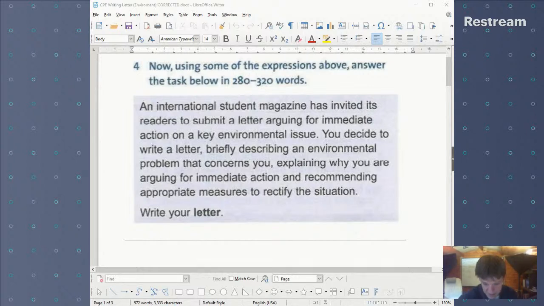So let's look at the task. The task is: an international student magazine has invited its readers to submit a letter arguing for immediate action on a key environmental issue. They do so many times, so many times they're asking you about the environment. You've got to remember that learning English at Cambridge University means being brainwashed about the environment constantly, whether you're studying nuclear physics or French, the history of the French Revolution, you'll probably be doing something on the environment at some point. And so do learn environment vocab, even if it is ridiculously dull and boring. Do learn it and be ready for it, because they'll probably ask you something about the environment. So you decide to write a letter briefly describing an environmental problem that concerns you, explaining why you are arguing for immediate action and recommending appropriate measures to rectify the situation.